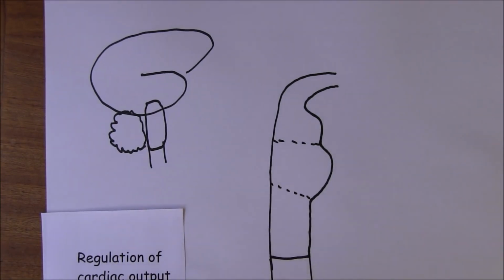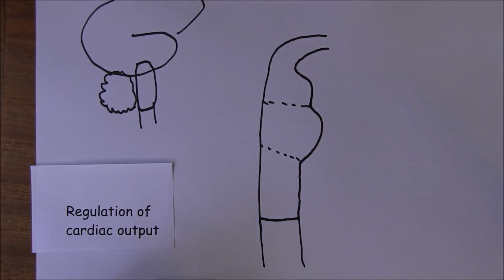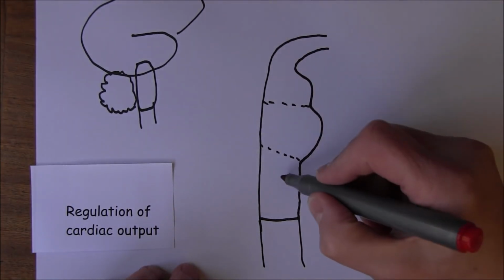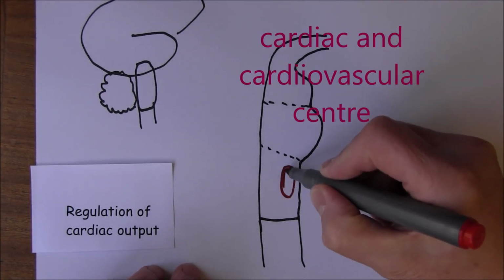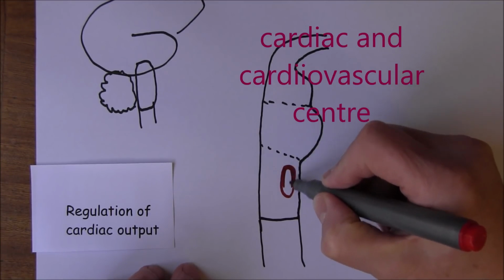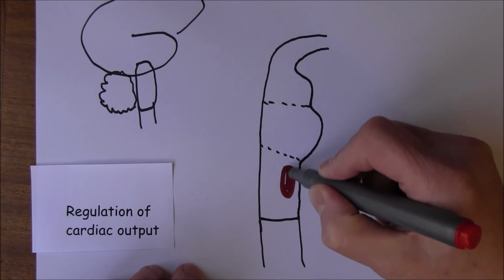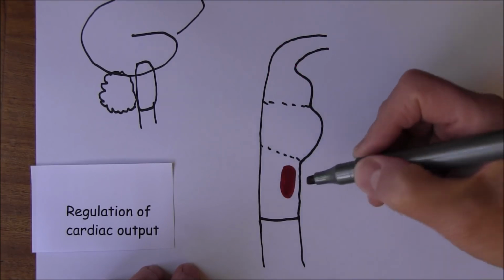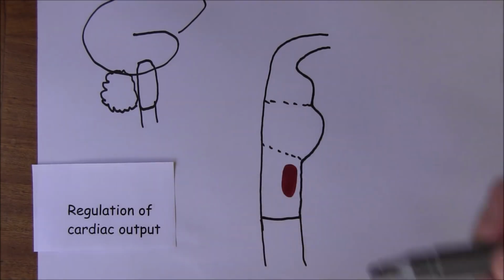pons, medulla oblongata. And what we're interested in this talk is the cardiac centre. And the cardiac centre is located in the medulla oblongata. The American pronunciation for medulla, I believe, is medulla. But in England it's most definitely medulla. So that's the medulla oblongata here, and here we see the cardiac centre as part of the medulla oblongata.